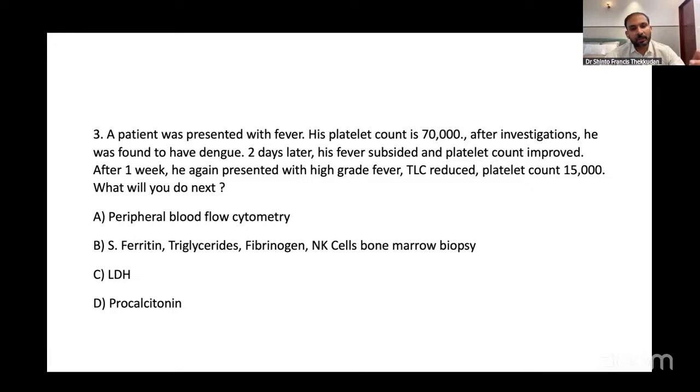Okay. But after a week, he again presented with high-grade fever, TLC reduced, leukopenia, and thrombocytopenia. So bicytopenia, anemia with the third lineage, that is HB, they haven't given. So high-grade fever with the cytopenias, what will you do next? So first is peripheral blood flow cytometry.